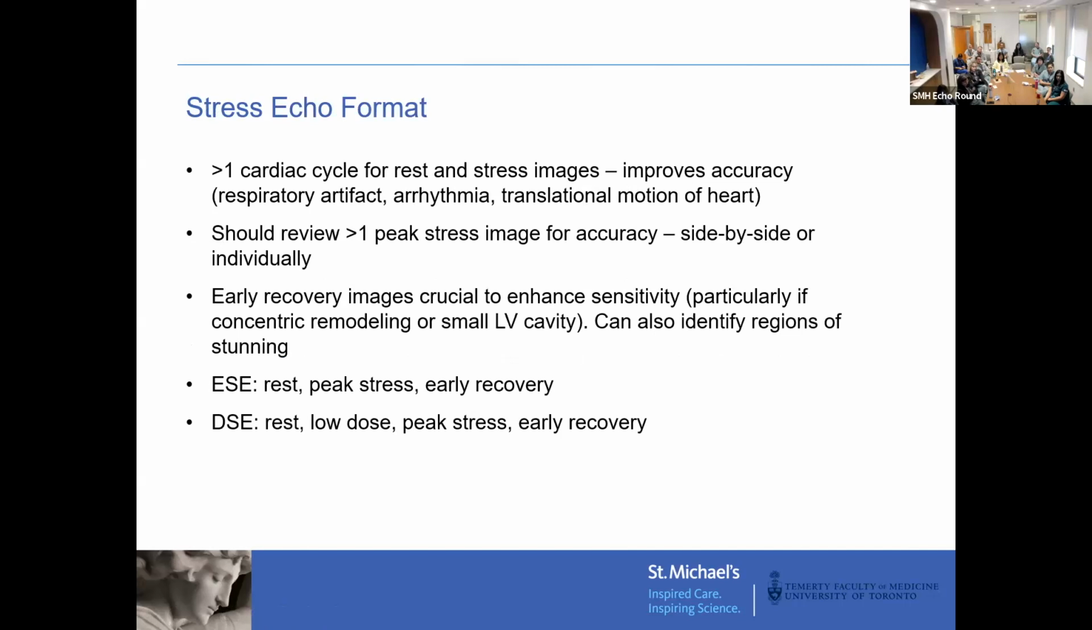Just a quick note about some of the things that ASE also identified. They do talk about how most often we use one cardiac cycle for stress images. That's largely based on the software that's embedded in the stress echo machine, where they take a whole bunch of pictures and divide it up into one cardiac cycle. They do recommend more than one cardiac cycle is actually better and improves accuracy, but obviously there are technological limitations for the software that we use. That's primarily because it can reduce respiratory artifact, arrhythmia, and translational motion of the heart. And you want to review more than one peak stress image for accuracy. So when you're interpreting them, you want to not just look at the one, but all of them.